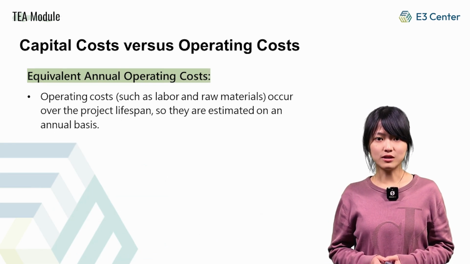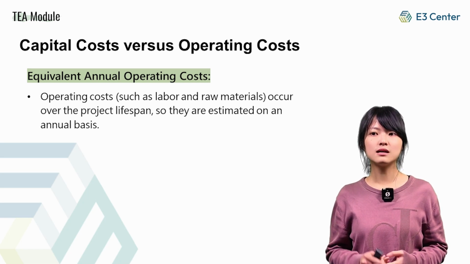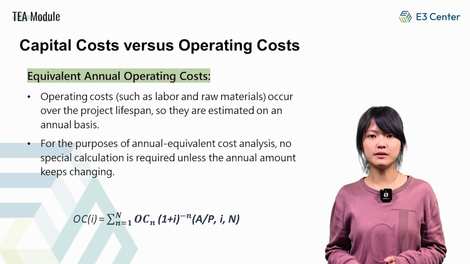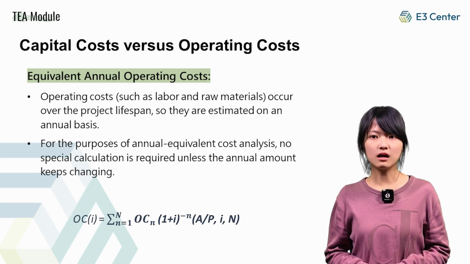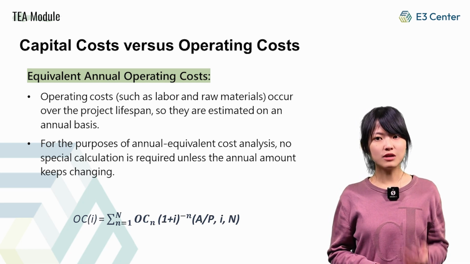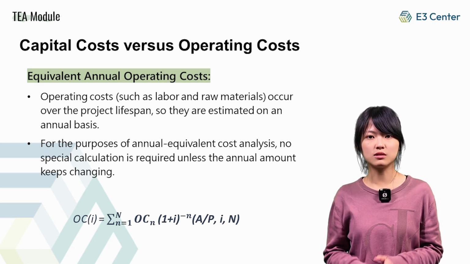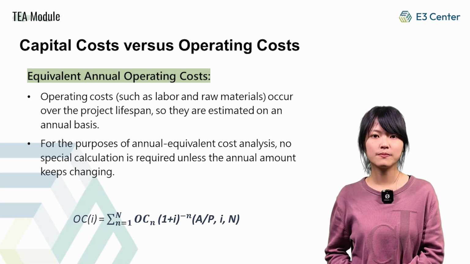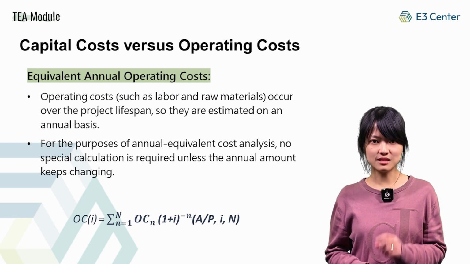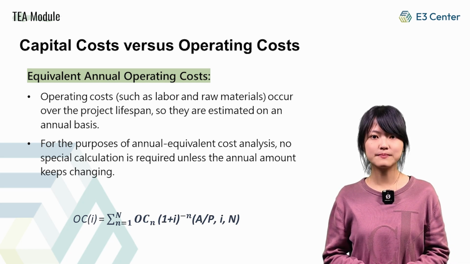The second type is operating cost. Operating costs include ongoing expenses such as labor and raw materials, and these typically occur throughout the lifespan of a project. These operating costs can either remain the same or vary year by year. If operating costs remain unchanged, then we do not need any special calculation for the equivalent annual operating cost. However, if these costs do fluctuate, adjustments are needed in our calculations using the formula you see on the slide.